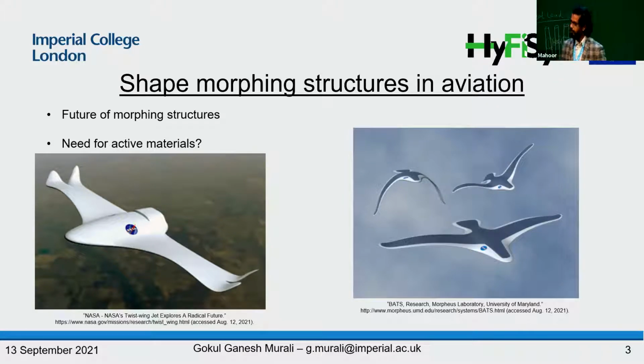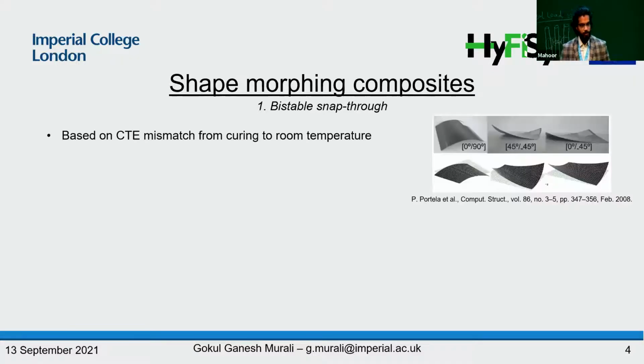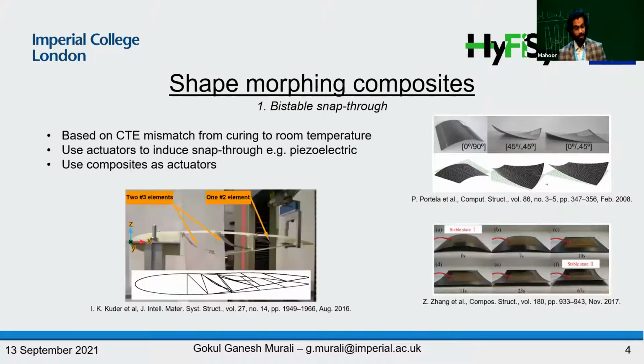For example, let us first look at a bistable composite. What is a bistable composite? A standard cross-ply laminate consisting of just a 0 and a 90-degree laminate without any symmetry can have bistability. So these composites have more than one stable state. They have more than one low energy state. For example, in the picture on the bottom right, you can see a bistable composite going from one low energy stable state to another low energy stable state using a piezoelectric actuator.